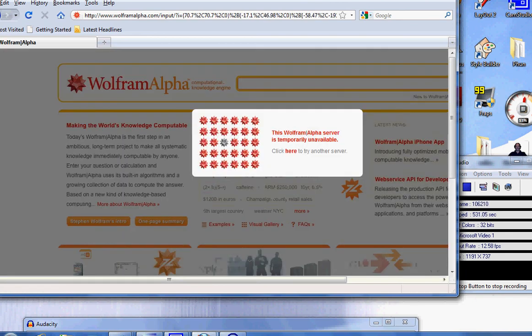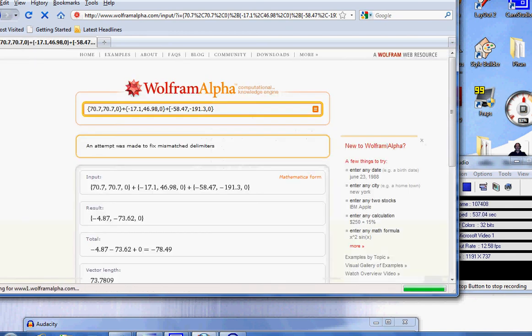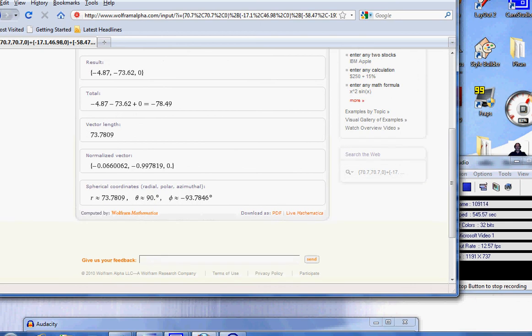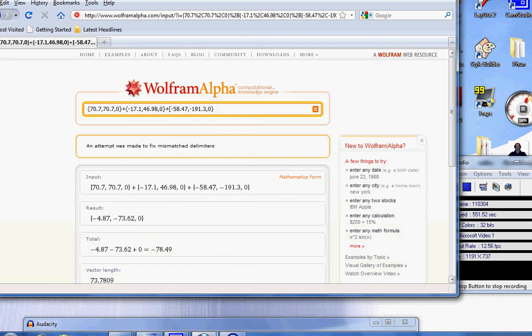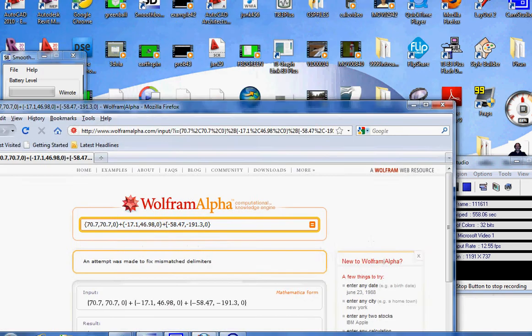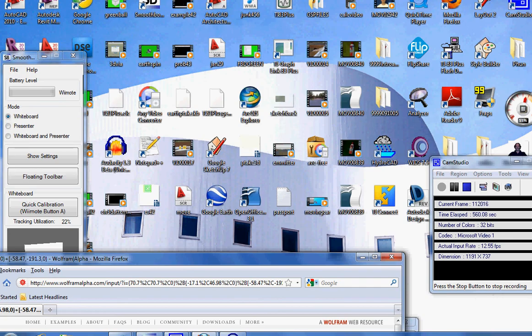In that you see it's temporarily unavailable, try another server. That process there is what you do, and there's your answer. You actually get the length of the vector, and I think it gives you the angles of the vector as well. So in that you see the world is shifting around you. You better shift with it. And we'll use this the rest of the semester as well as calculators to do vector products and mathematics. Thanks for listening.